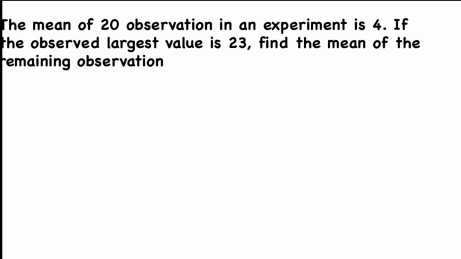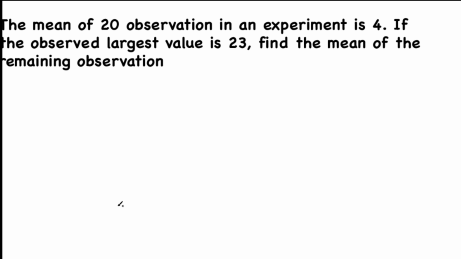He said the mean of 20 observations in an experiment is 4. Okay, 20 observations. This time, this guy went out and observed 20 things. He never told us what he went out to observe. If the largest observed value is 23, only one of them, which is even the largest, it was 23, find the mean of the remaining observations.